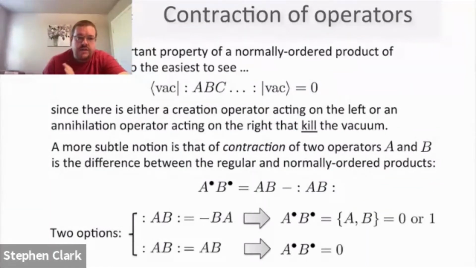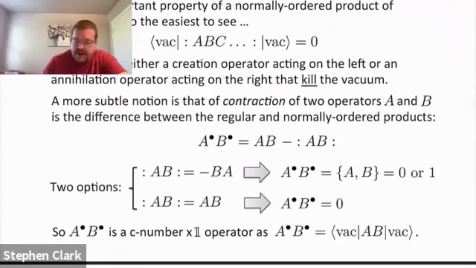Now, the next interesting property to define is something called the contraction of operators. And this is a rather subtle idea, which I'm going to explain now. What it means is, if I have two operators, A and B, which are creation or annihilation operators, they could be both creation operators, both annihilation operators, or some combination of them, I'm going to define the contraction of them with these dots here. That means I'm going to take the original operator and subtract its normally ordered version, and it's going to be the difference between them. And there are only two options this can give you.